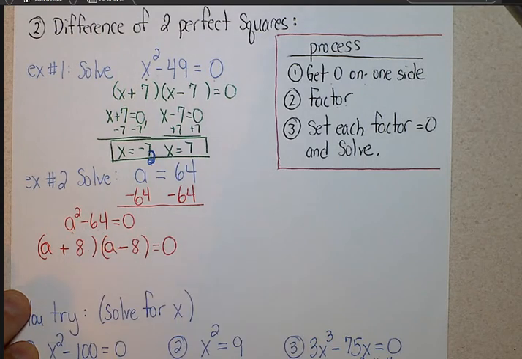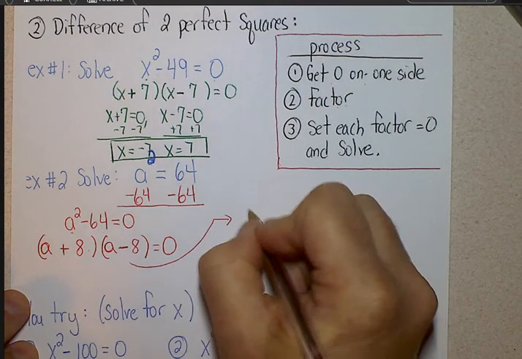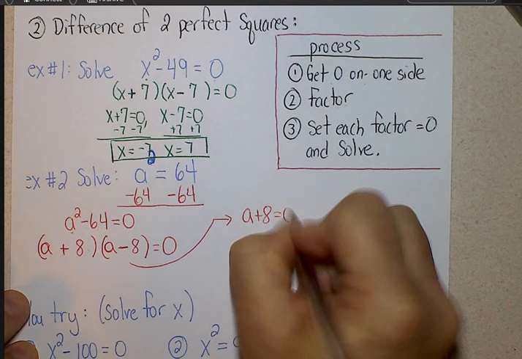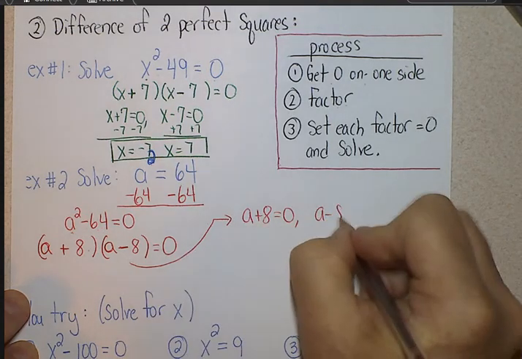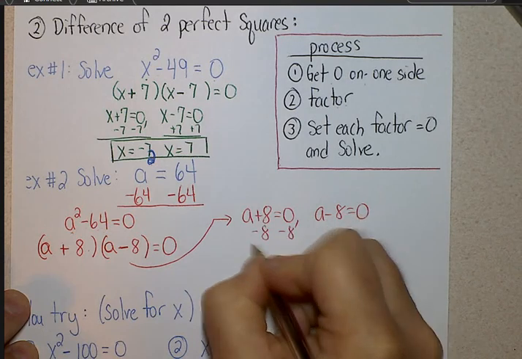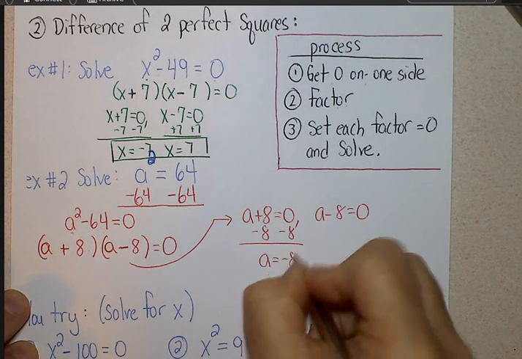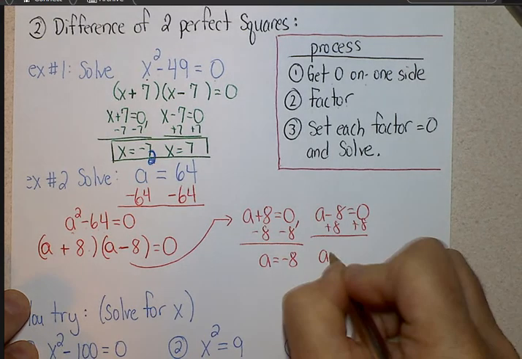So it's factored. We'll bring this over here so you can see it. I'm going to take each factor, a plus 8, and set it equal to 0, and a minus 8, and set it equal to 0. Over here, just simply subtract 8 from both sides. A is equal to negative 8. Over here, I'm going to add 8 to both sides. A is equal to positive 8.